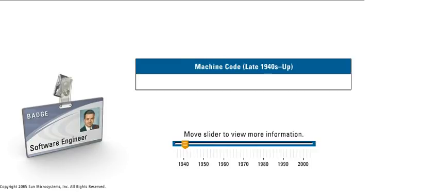I mean, can you imagine having to know that 1011 meant to add two numbers together? So programmers developed the assembly language, which was three-letter words for the different codes that the machine understood. So for instance, ADD, to add two numbers together, would translate into 1011, which was the machine code. Now this helped greatly, but that still wasn't enough. It was still very difficult to program. So let's move our slider to the 1950s.